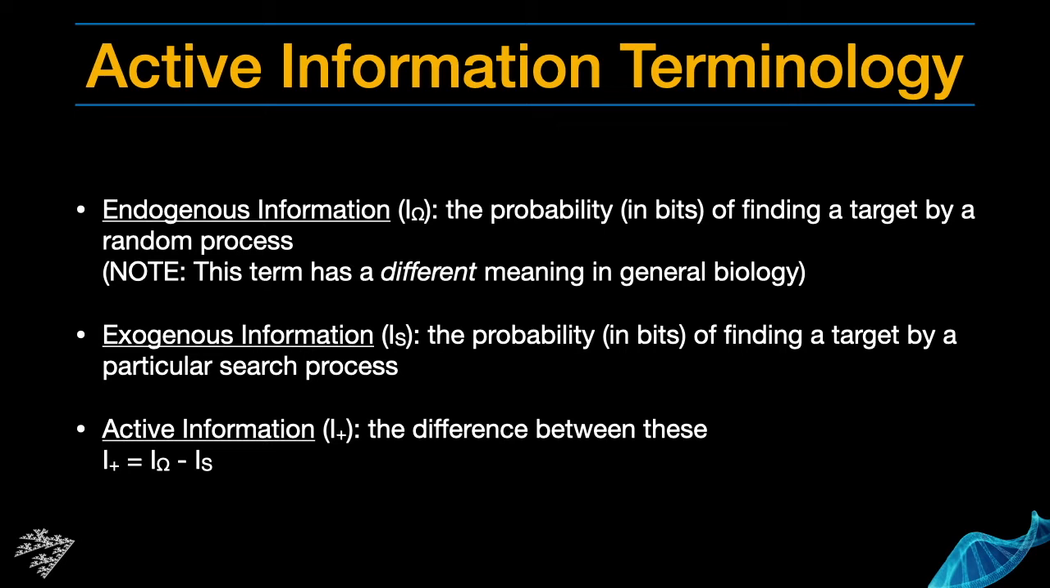Okay. Exogenous information is the probability of finding a target by a particular search process. So the one that's by a particular search process is I subscript S, and the one at random is I subscript omega. So active information is I subscript plus, and that's the difference between those. It's just I omega minus I_S. Okay, so that's how it is determined.